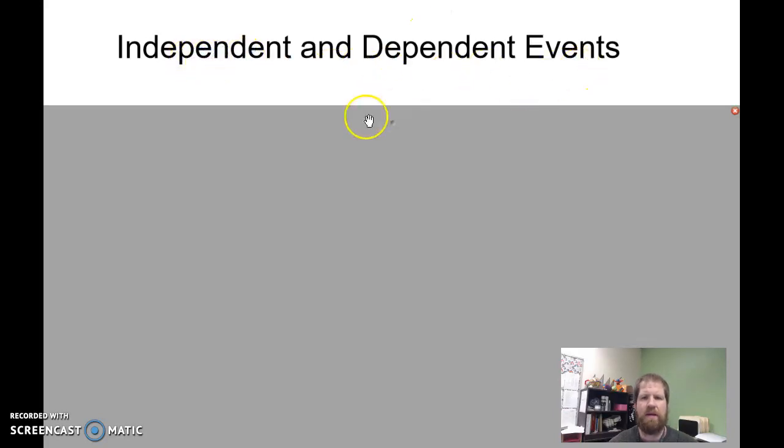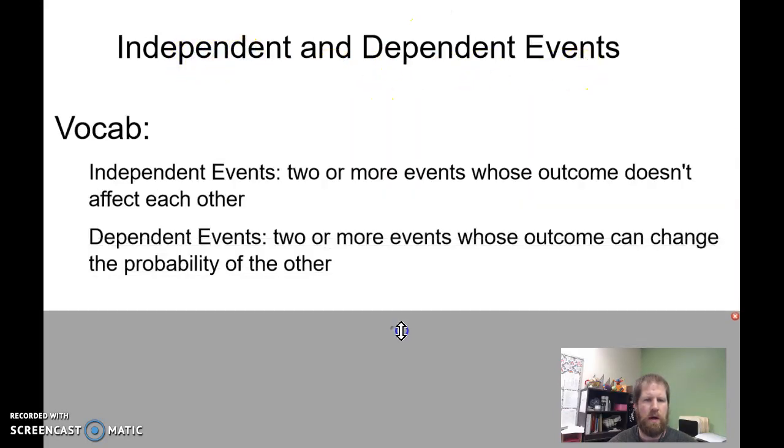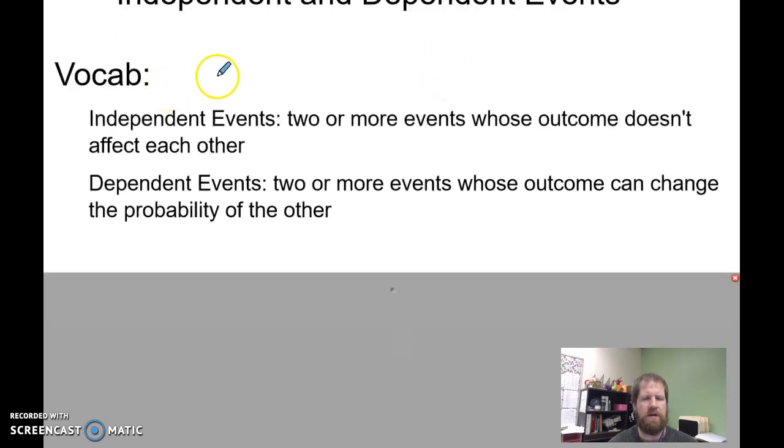Independent and dependent events. An independent event is when you have two or more events and they don't really affect each other, so the outcomes are completely separate. Dependent events are two or more events whose outcomes affect each other, so it changes the probability.